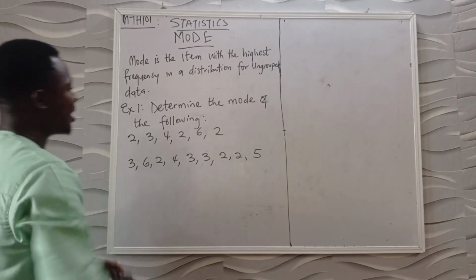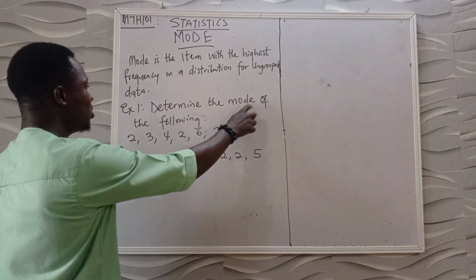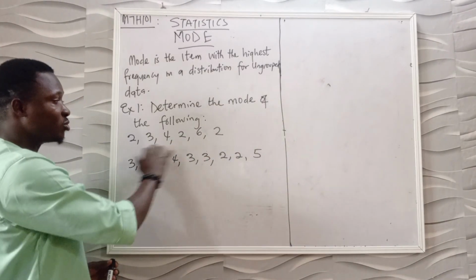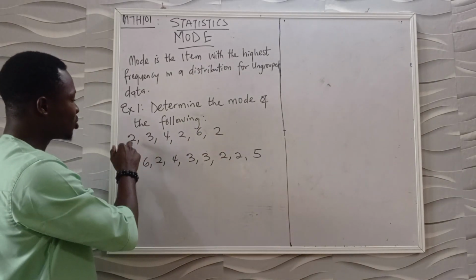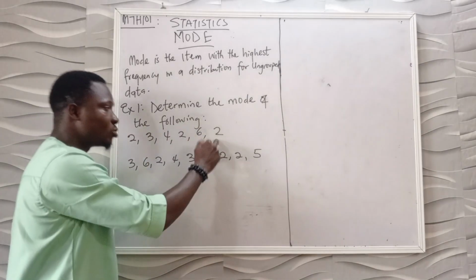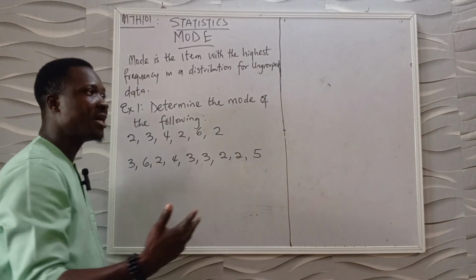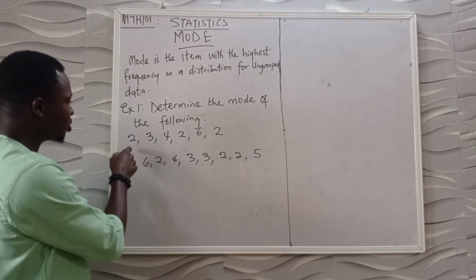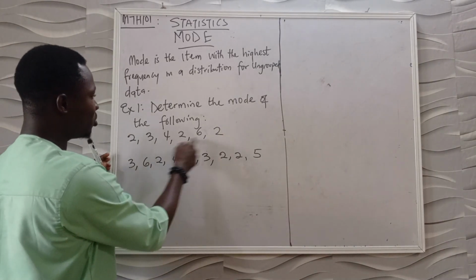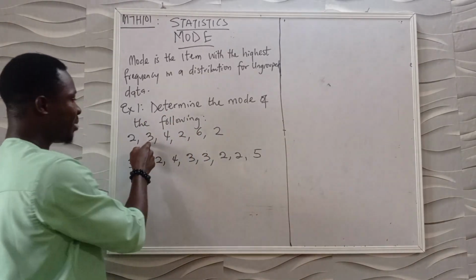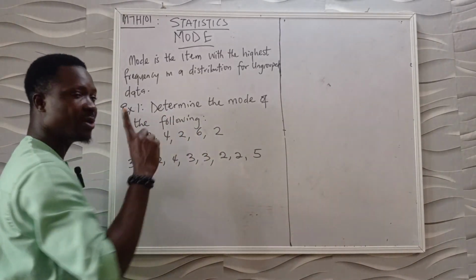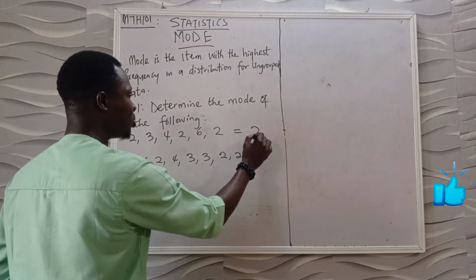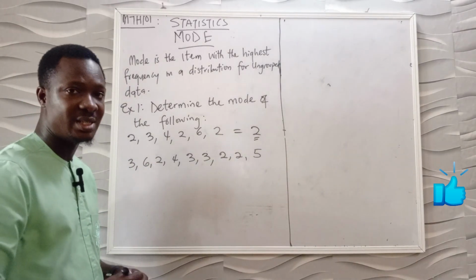Take this example. Determine the mode of the following. We have two distributions here. The first one is 2, 3, 4, 2, 6, 2. Mode is saying that any number that appeared more than the others happens to be the mode. We see that number 2 appeared 3 times. Number 3 appeared just once, number 4 appeared once, and number 6 appeared once. So our mode automatically is 2, because 2 appeared 3 times.